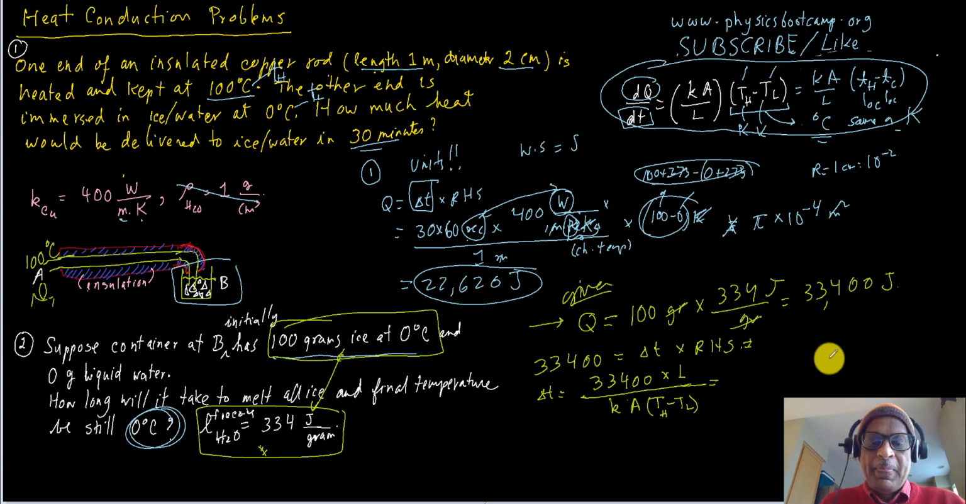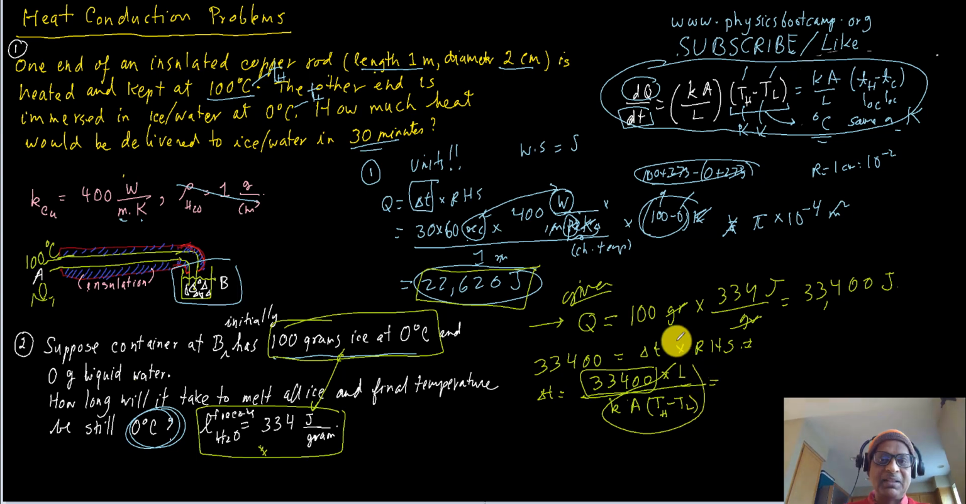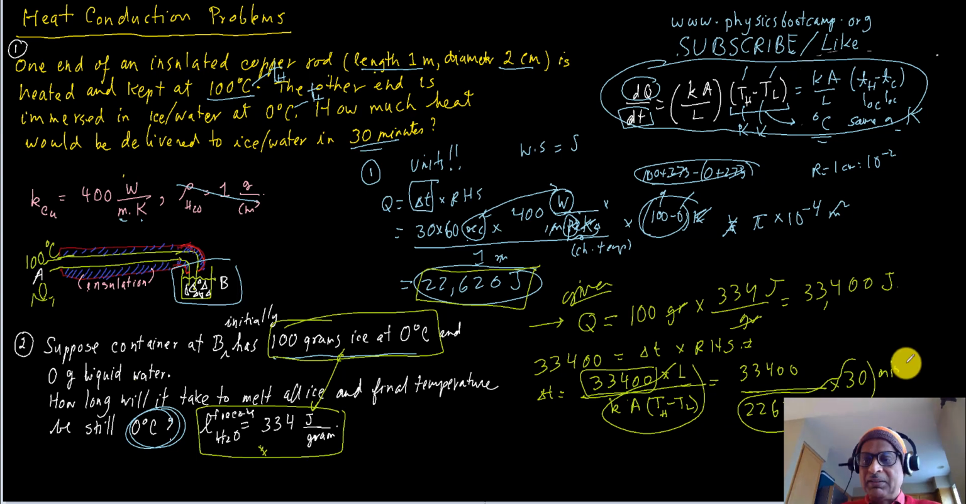Definitely this whole thing will be very similar and already done over there for 30 minutes. So this was the heat in 30 minutes, and I wanted to get this much heat, how much time? So actually I don't need to plug all of this in. It's just going to be 33,400 divided by 22,620 times 30 minutes, right? It takes 30 minutes to make that much transfer.